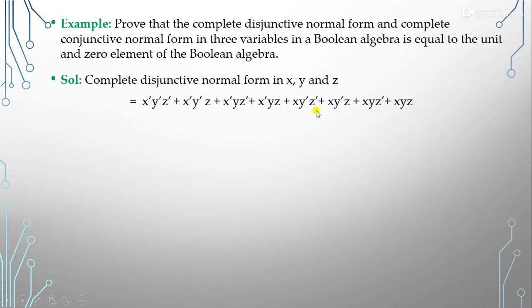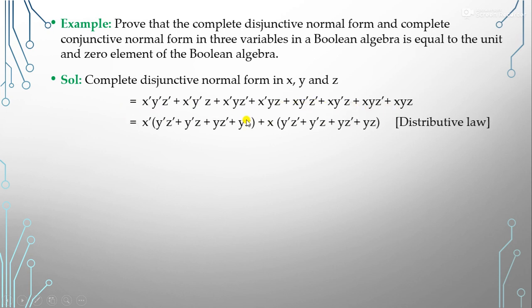After that, what do we have to prove? We have to prove that this is equal to 1. Now we see that in the first 4 terms we have x dash common, and in the last 4 terms we have x common. By the distributive law, we can write x dash plus x, and this is our y dash z dash plus y dash z plus yz dash plus yz.